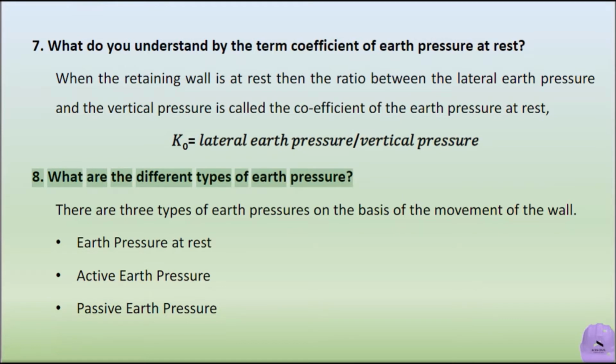8. What are the different types of earth pressure? There are 3 types of earth pressures on the basis of the movement of the wall. Earth pressure at rest. Active earth pressure. Passive earth pressure.